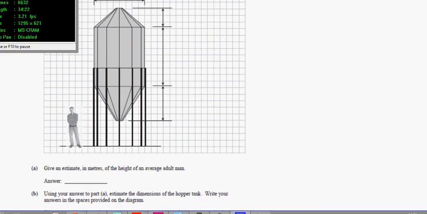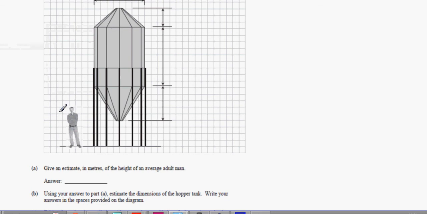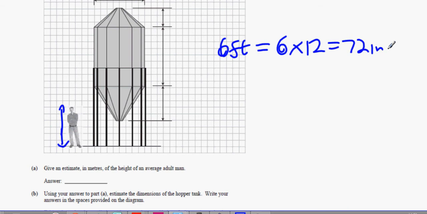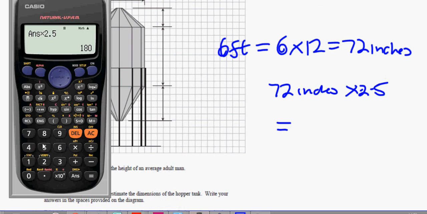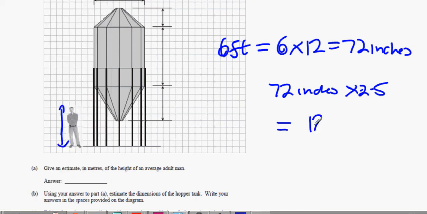Okay, so the height of the average man is around 6 foot. 6 foot, or thereabouts, is 6 multiplied by 12, which is 72 inches. Okay, and 72 inches multiplied by 2.5, because there's 2.5 centimeters in an inch, is 72 multiplied by 2.5, and that will get us 180. So 180 centimeters, or 1.8 meters, because you divide it by 100 to change centimeters into meters.